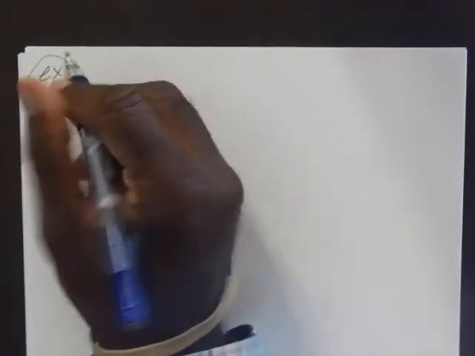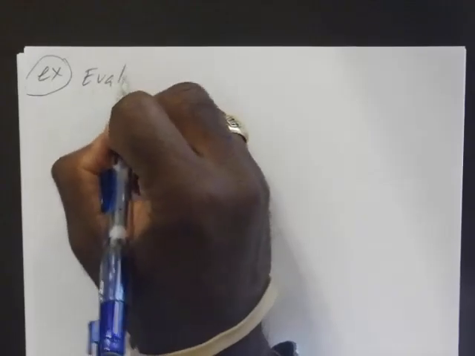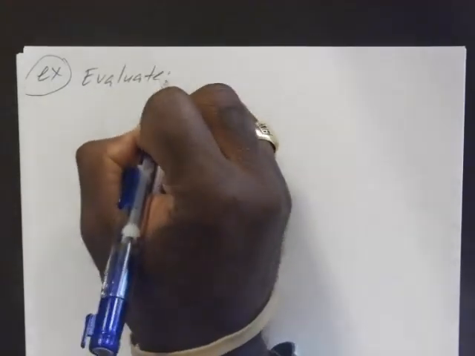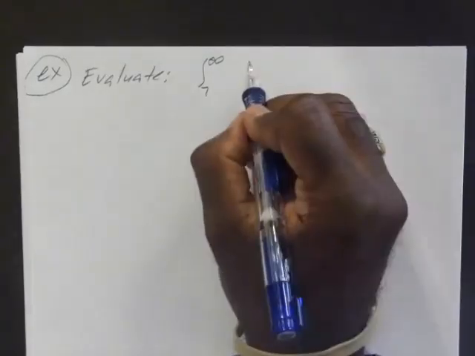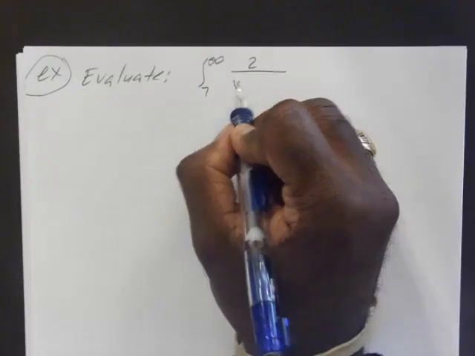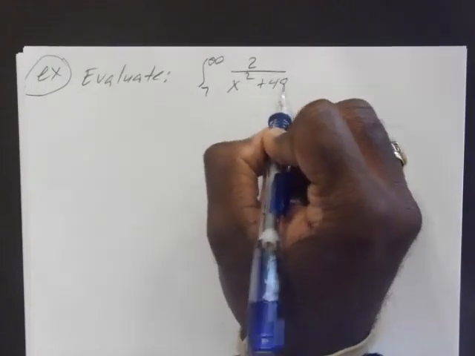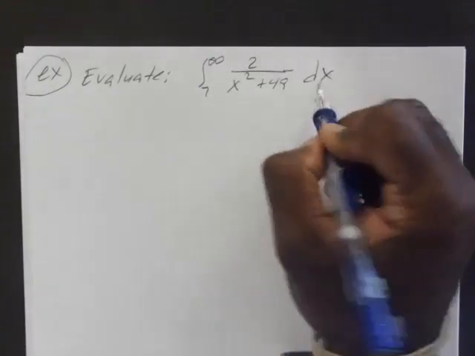So let's say, for example, we wanted to evaluate the integral from 7 to infinity of 2 divided by x squared plus 49 with respect to x.